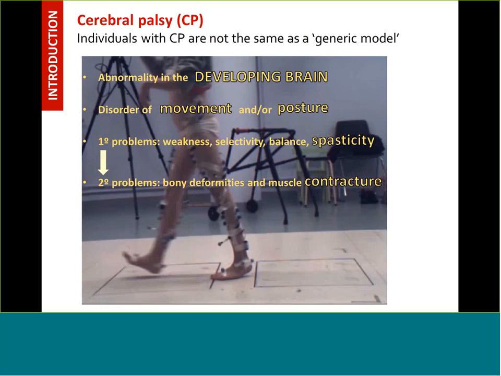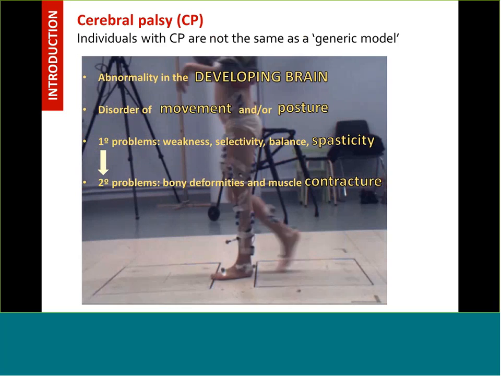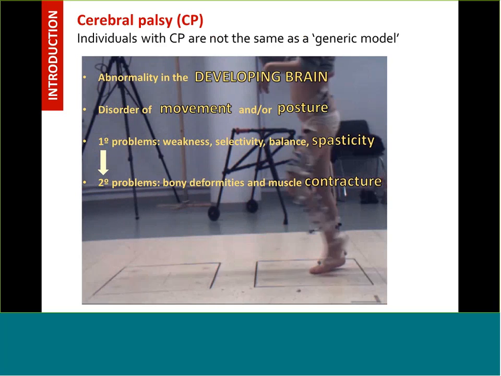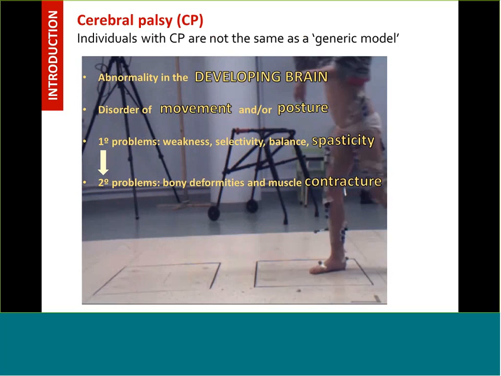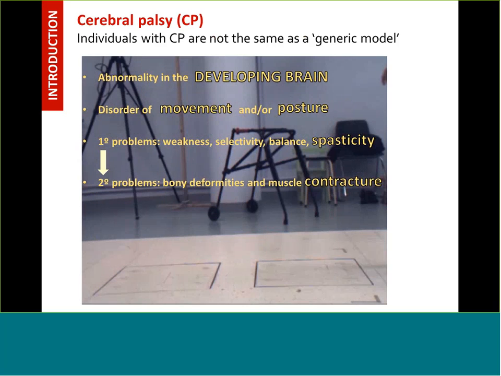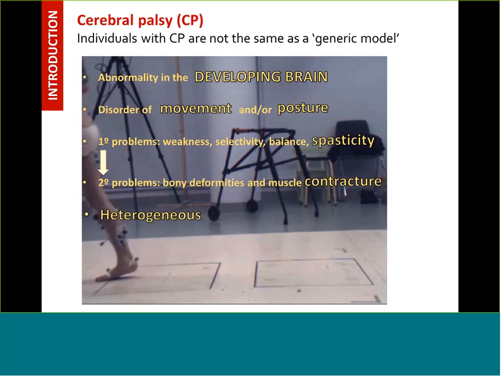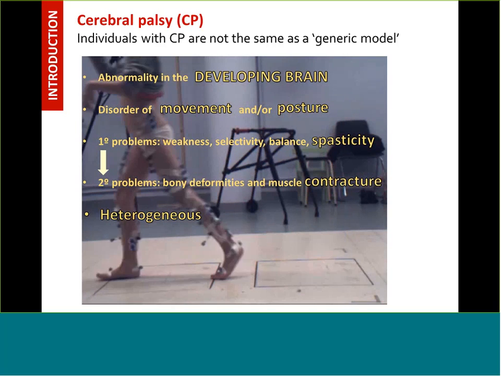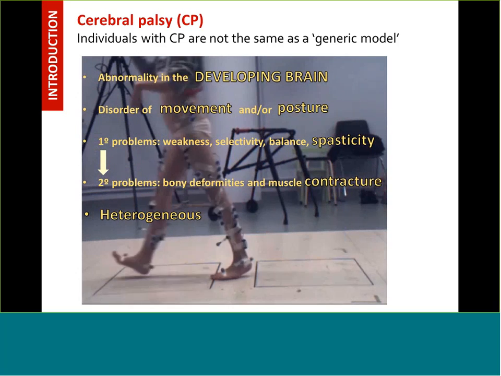The severity of these impairments depends on the timing, location, and extent of brain injury. In addition, the clinical manifestation is patient-specific, as each child's development is unique. This results in a large variability among children with CP, with no two children having the exact same clinical symptoms.